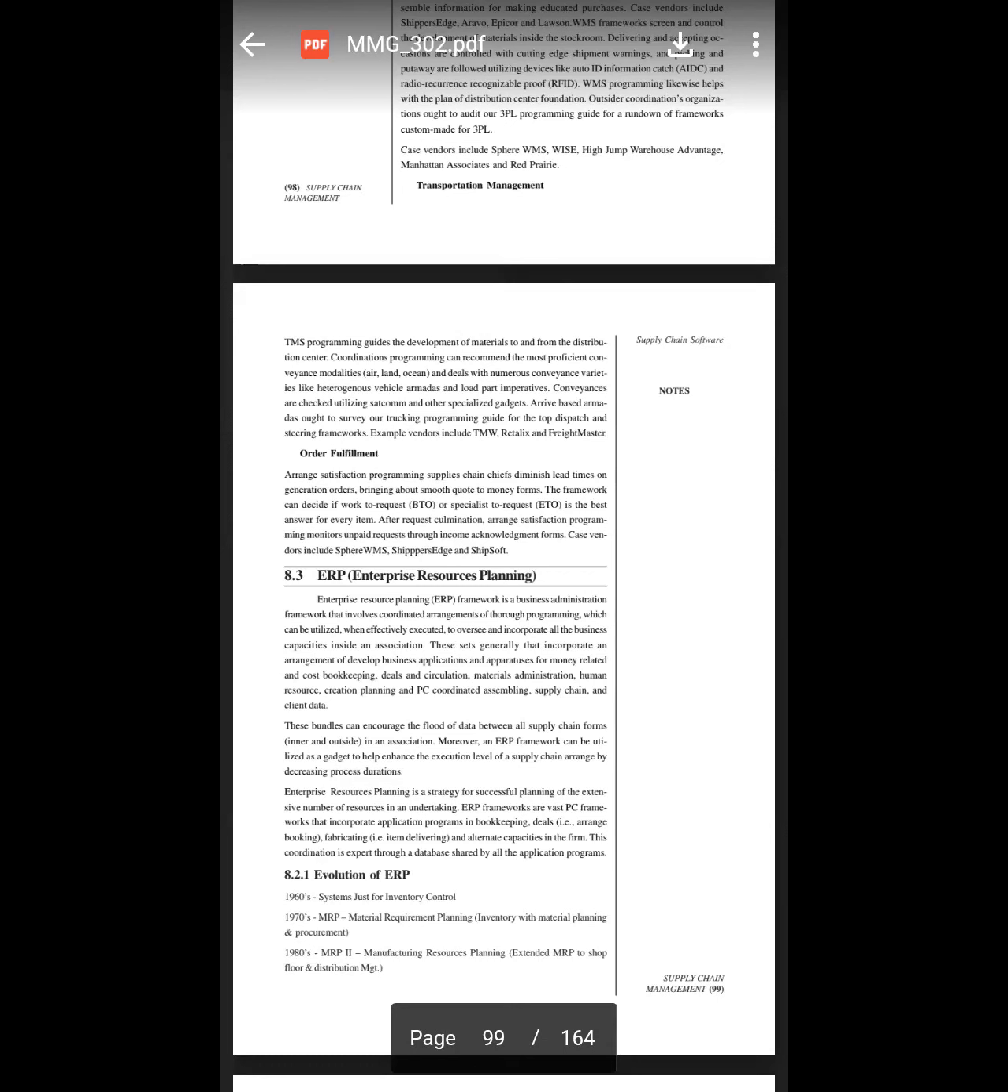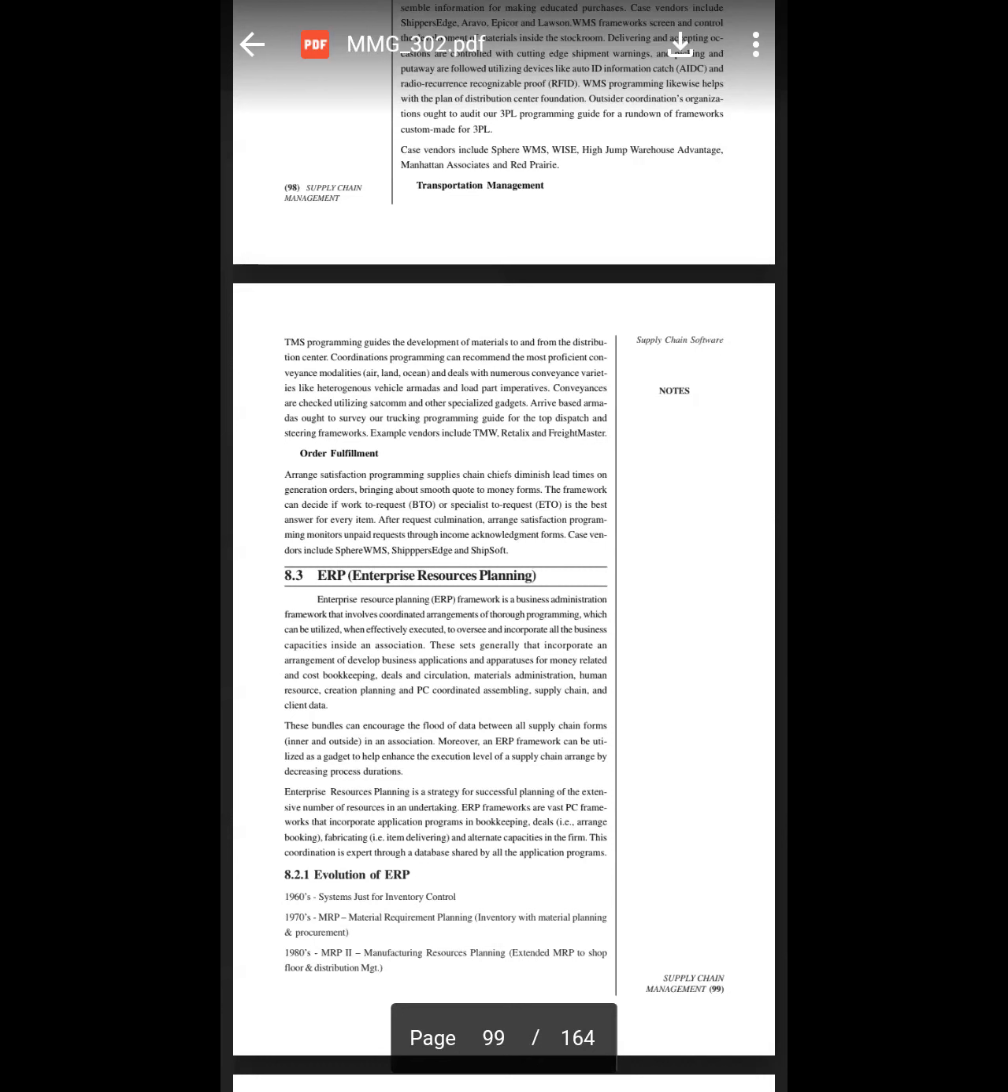See, this TMS, transportation management, is very effective for management activities as it deals with convenience varieties like heterogeneous vehicles. Transportation activities can be done in various ways. As in the book, they have given airways, landways, oceanways, right? And the most prominent, proficient conveyance modalities you can choose with your convenience, right?